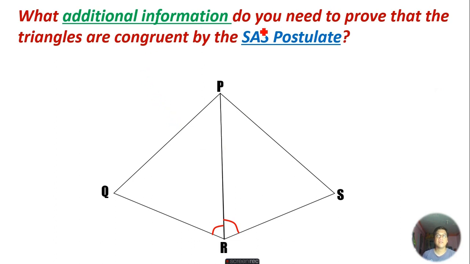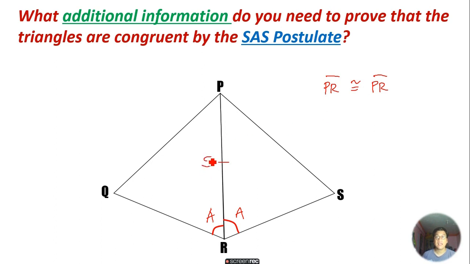What additional information do you need to prove that the triangles are congruent by the SAS postulate? Now, look at this, only the angles are provided to us as the clue. Now, we're going to supply two pieces of information. The first one is, we know that this one is already congruent, right? So, that's side PR. PR is congruent to side PR by the reflexive property. So that is already a side.